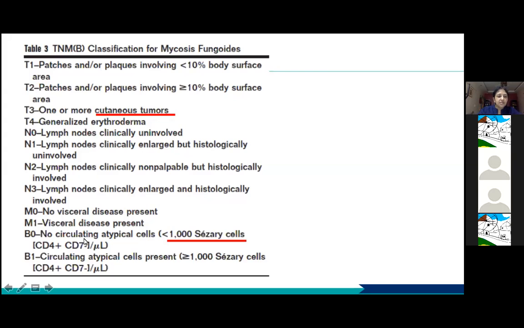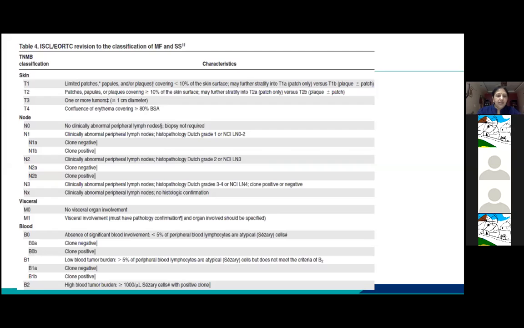Now coming to B. It is either B0 or B1. B0 is when there are no circulating atypical cells or the cells are less than 1000 Sézary cells. If they are more than 1000, then they are labeled as B1. This is a simplified TNMB classification. But actually, if you look at it, it has multiple subtypes also.